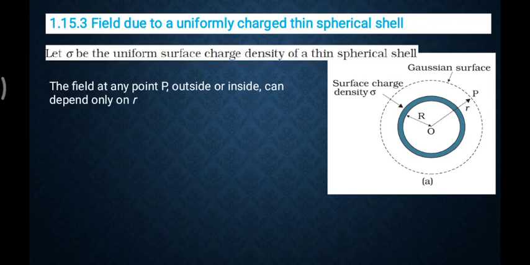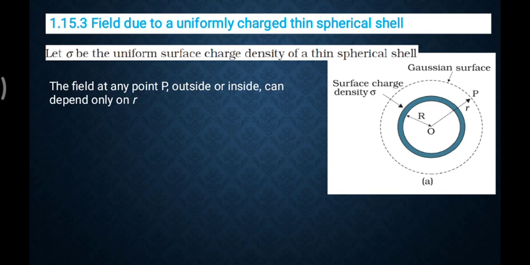Here, let sigma be the uniform charge density present on the surface. There is no volume inside, so it is a spherical surface, and the charge present on it is sigma. The field at a point anywhere: if you have a soap bubble and you generate a charge on it, then due to the presence of this charge, an electric field is generated around the soap bubble.